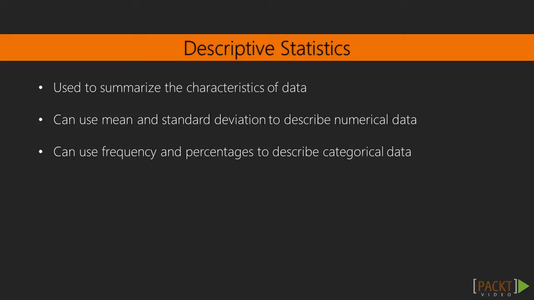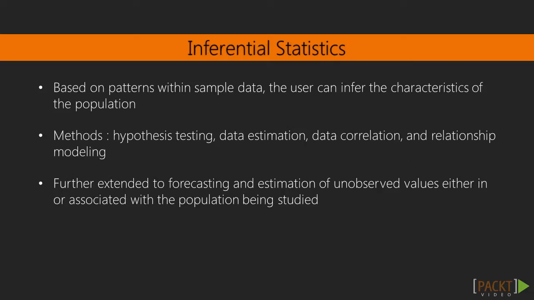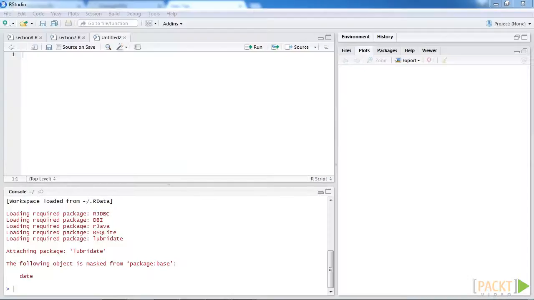The user can use mean and standard deviation to describe numerical data, and they can use frequency and percentages to describe categorical data. Inferential statistics. This is when, based on patterns within sample data, the user can infer the characteristics of the population. Methods relating to inferential statistics include hypothesis testing, data estimation, data correlation, and relationship modeling. Inference can be further extended to forecasting and estimation of unobserved values, either in or associated with the population being studied.